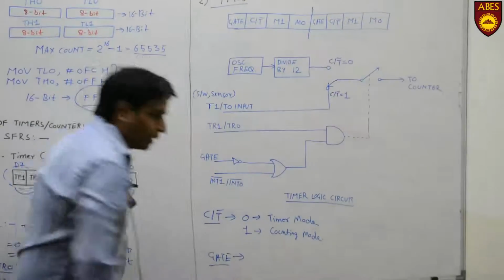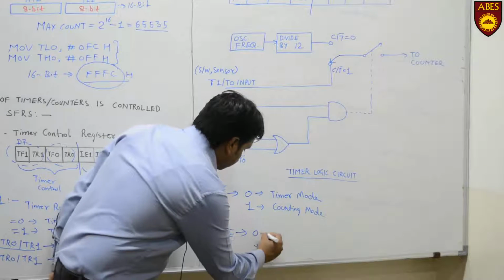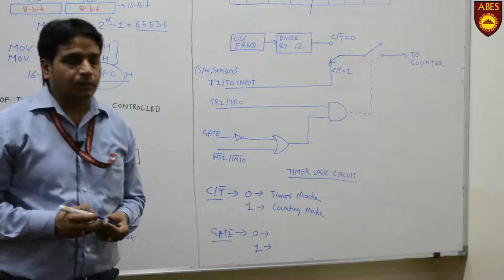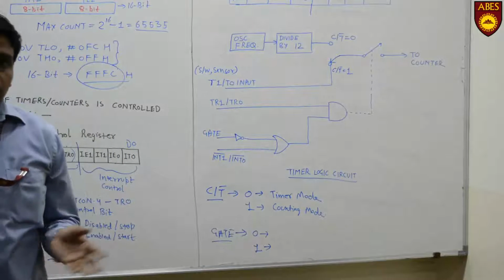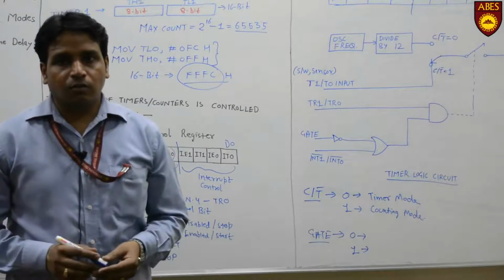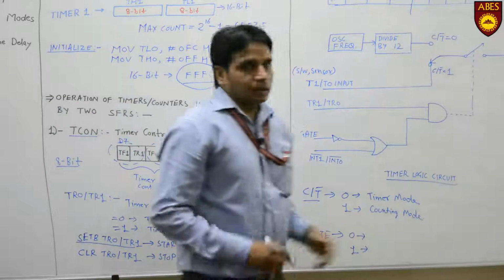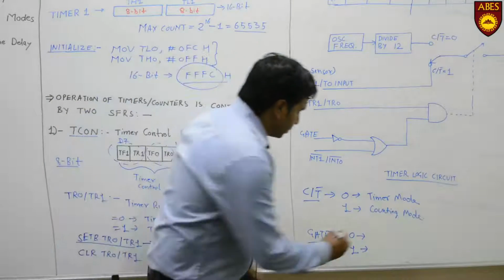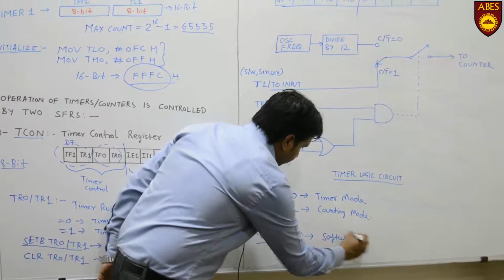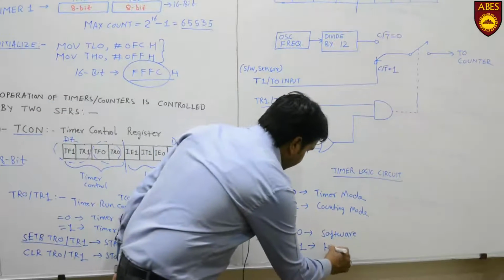Again, this bit can have two values: we can have 0 or we can have 1. This particular gate bit is used to control the operation of the timer, whether we want to control the start and stop of this timer counter with the help of entirely software operation, or we want to control it with the help of hardware. We can do it with the help of the gate bit. In the first case, if we make this value equal to 0, then it is controlled by software. And in case of 1, the controlling of the timer is done with the help of external hardware.